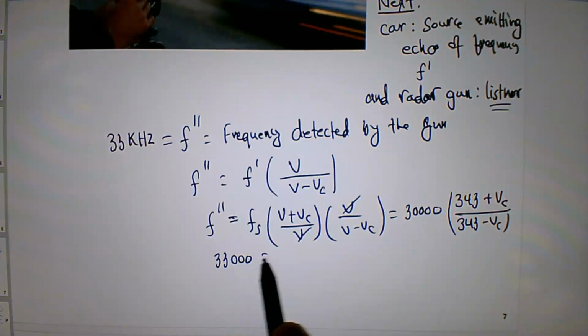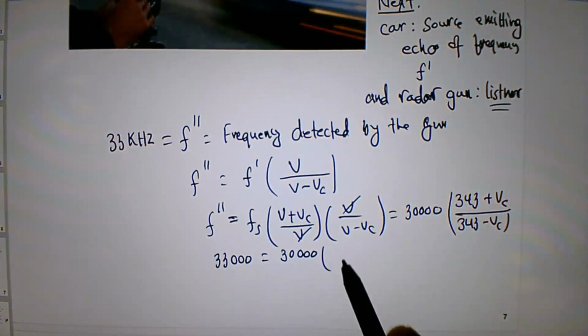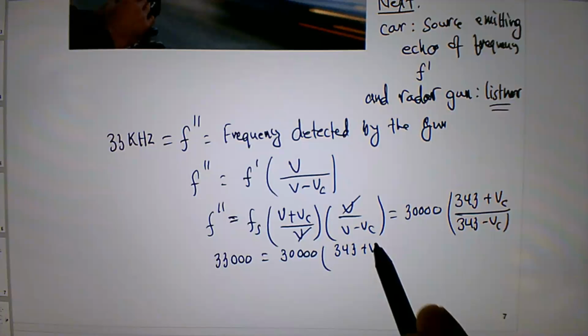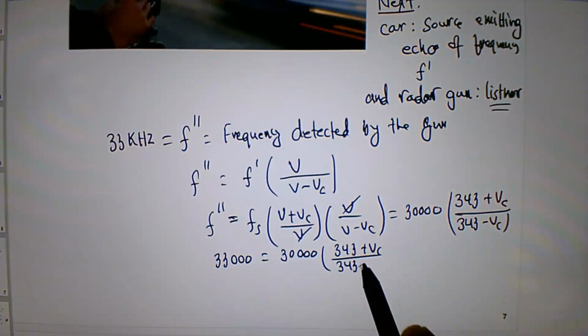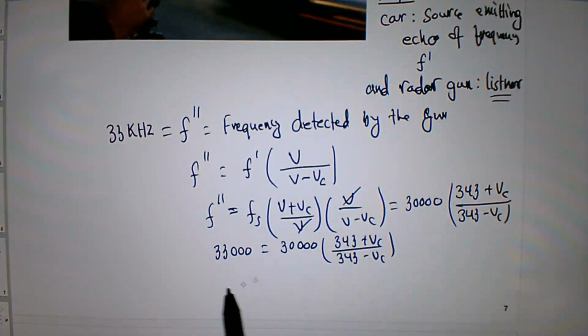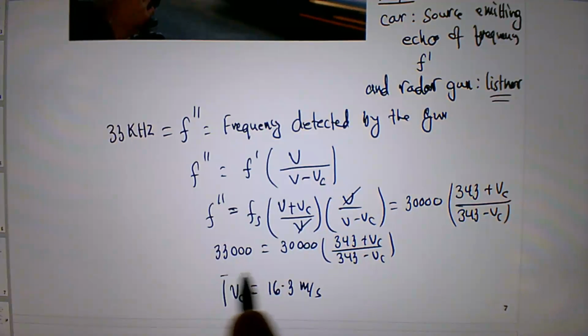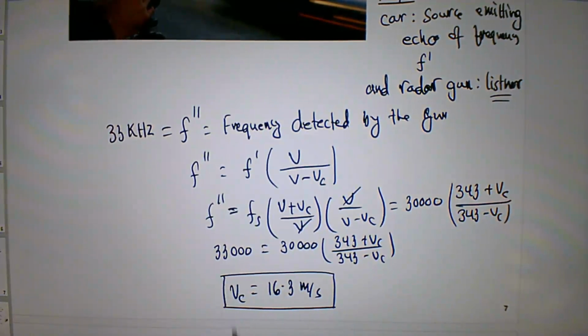33,000. You have to convert into hertz. 30,000 times (343 plus VC) divided by (343 minus VC), and then you just solve this algebra, right? Just solve this algebra, and then the car velocity will be about 16.3 meters per second, which is about 30 miles per hour. Okay, so that's how you solve this Doppler effect problem with the radar gun.